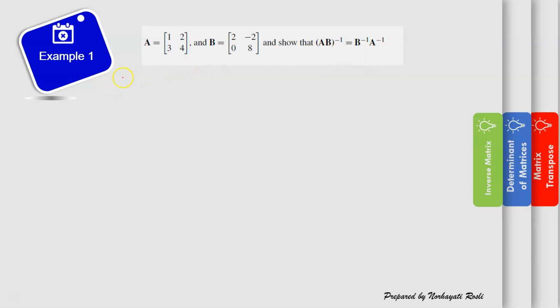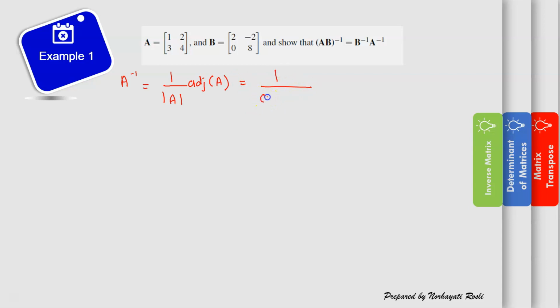Now we need to find A inverse first. It is given by the formula 1 over the determinant of A times the adjoint of A matrix, which is equal to 1 over ad minus bc.